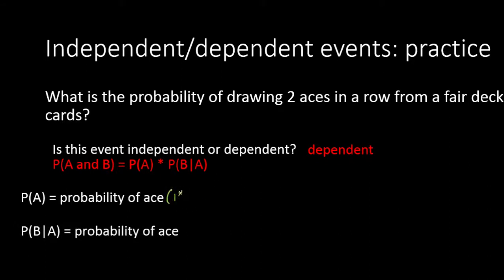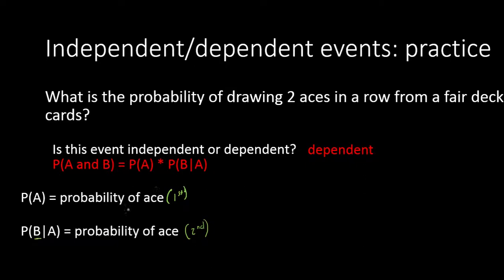This is the first time. And I need to know the probability of getting an ace given that I've already had one on my first try. So this is my second ace. So assuming that A has happened, what's the probability of getting an ace again? I need to figure both of these out.